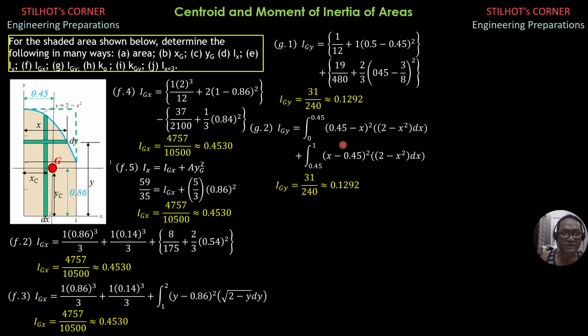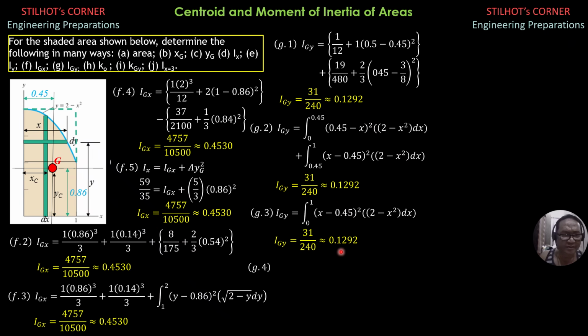Or we can have, because 0.45 minus x squared is the same as x minus 0.45 squared, a continued integral, and the limits would be from 0 to 1 instead of breaking it into 0 to 0.45, then 0.45 to 1. So it's the same. I'll just use this: integral of quantity x minus 0.45 squared, 0 to 1, then differential area y dx, 2 minus x squared dx. The answer is the same, 31 over 240 or 0.1292.